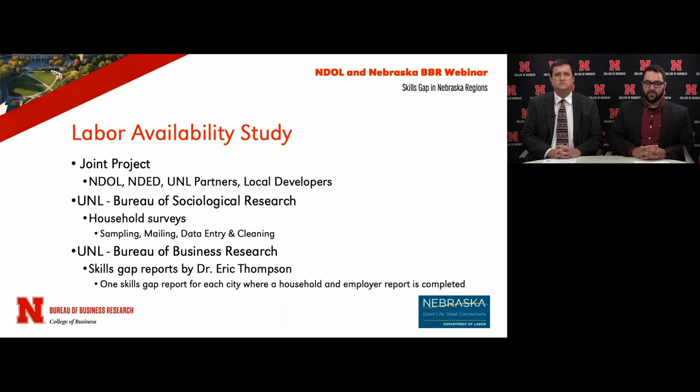Now, this study is a joint project between the Department of Labor and the Department of Economic Development here in Nebraska, and we also partner with UNL departments and local economic developers. The Bureau of Sociological Research assists the Department of Labor with sampling, mailing, data entry, and data cleaning of the household survey. And as Dr. Thompson mentioned, the Bureau of Business Research produces a skills gap report for each region where a household and a business report is completed as well.